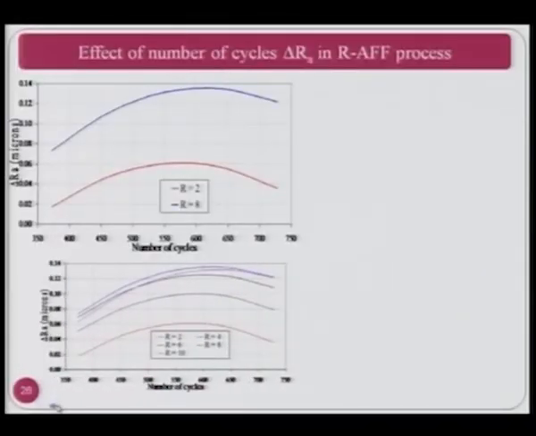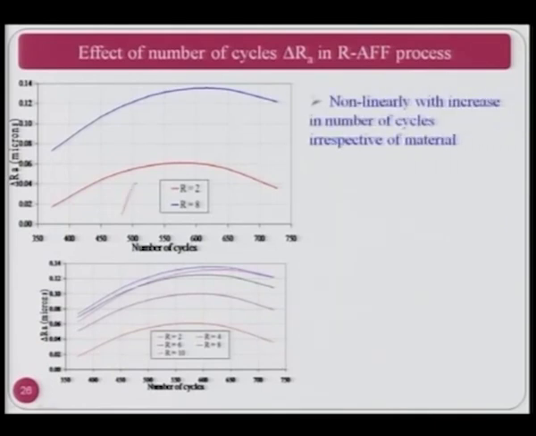Now you can see here that it is the case of rotary AFF, abrasive flow finishing, and you can see a large number of RPMs are given over here, 2, 4, 6, 8, 10, and similar behavior is seen in all the cases other than the 2 and the 8. This is the same as this, except that here more RPM results are shown. So you find non-linearity with increase in number of cycles irrespective of the material that you are using.